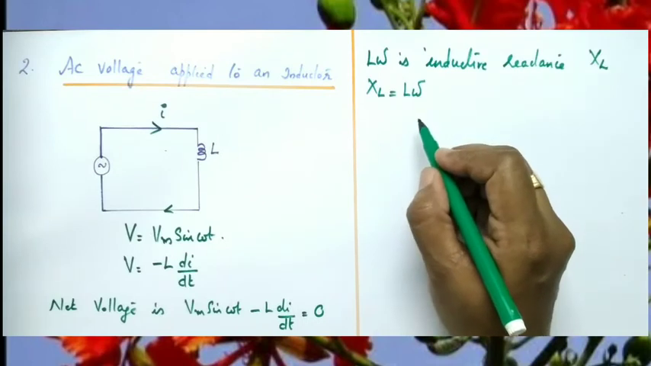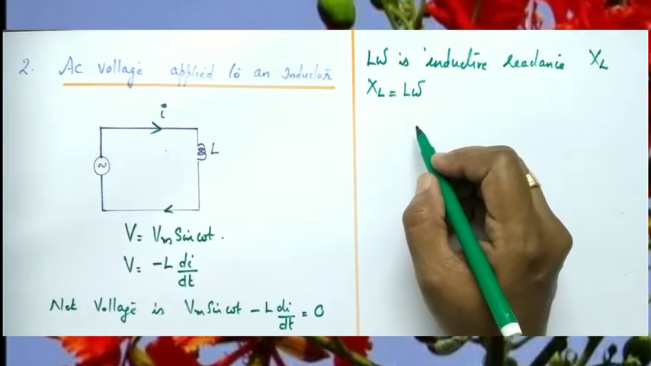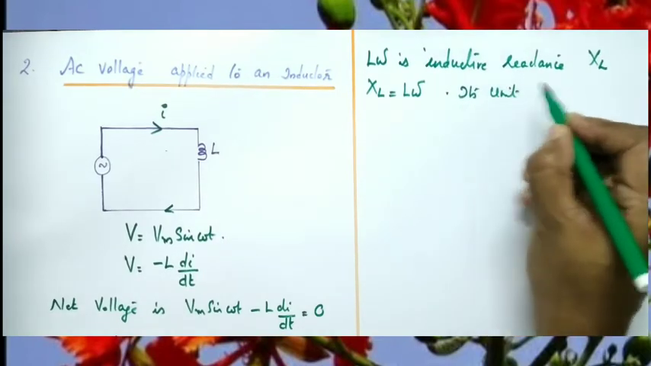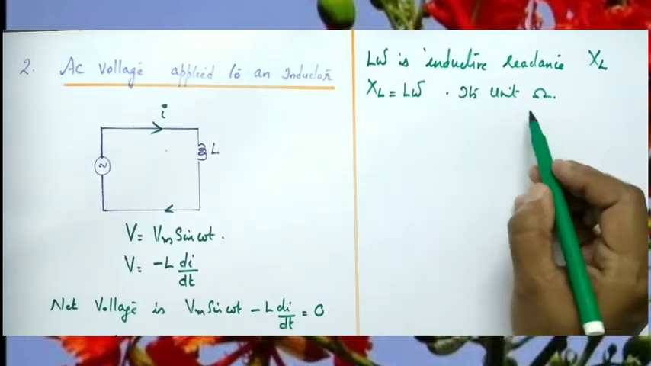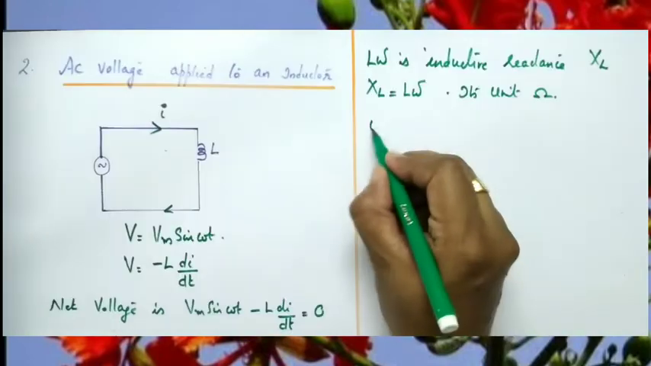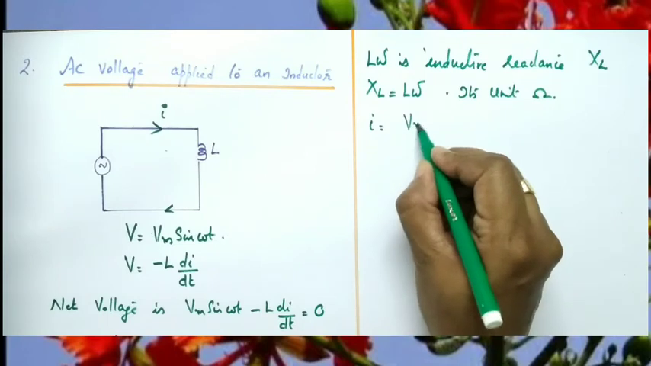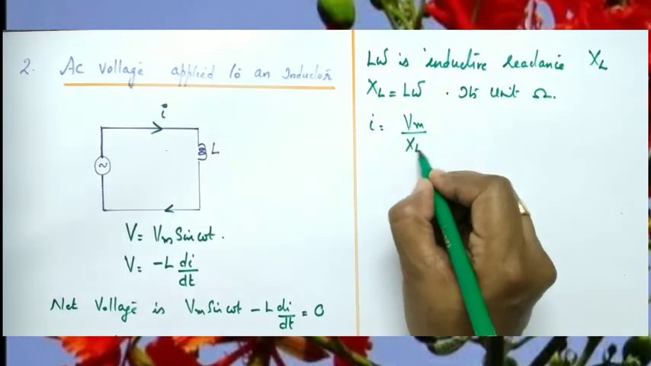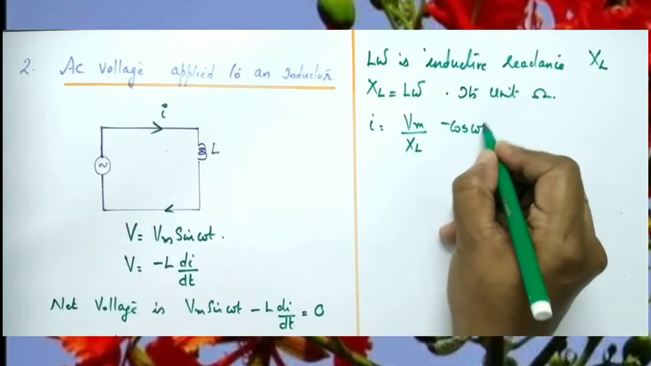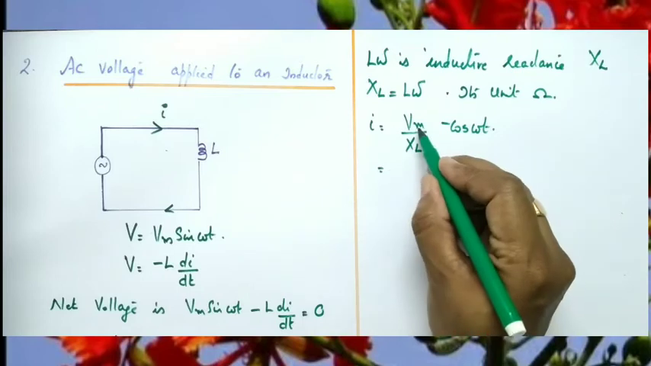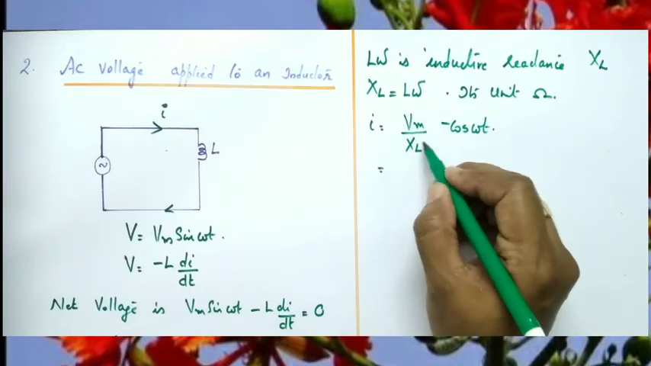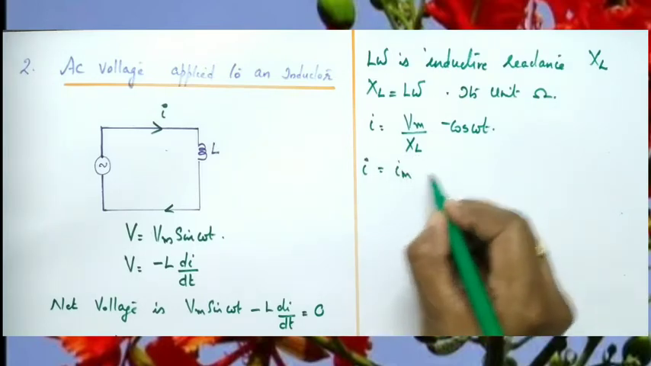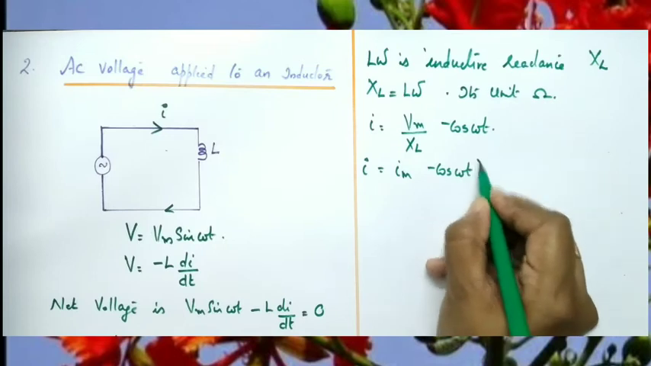It is actually the resistance offered by the inductor to the flow of AC current. And what is its SI unit? Since it is resistance, its SI unit is ohm. Now we can write, therefore, I is equal to Vm divided by L omega. L omega can be substituted as XL. So Vm divided by XL into minus cos omega t. Here the peak value voltage divided by resistance is current, so I equal to Im into minus cos omega t.